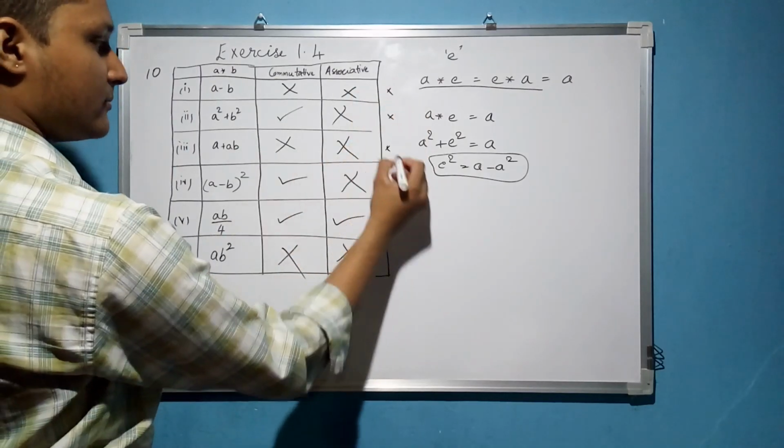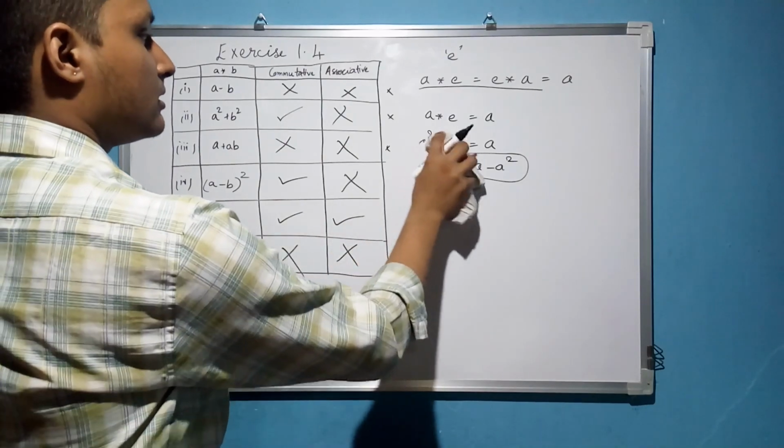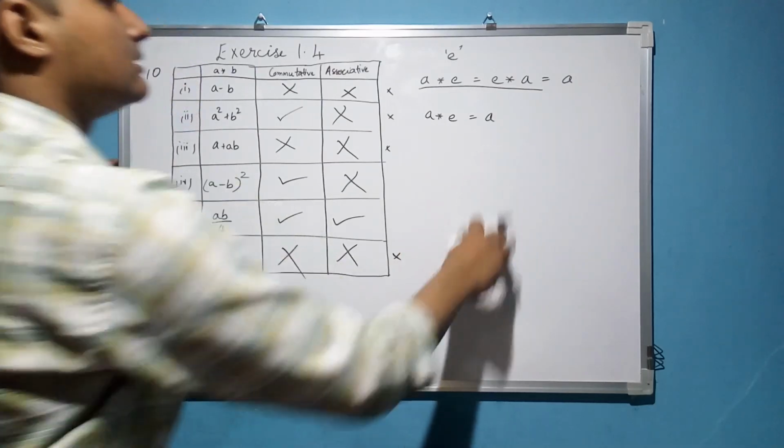the second one also. Okay. So now we'll go to the fourth one, which is the one that is commutative out of the others.